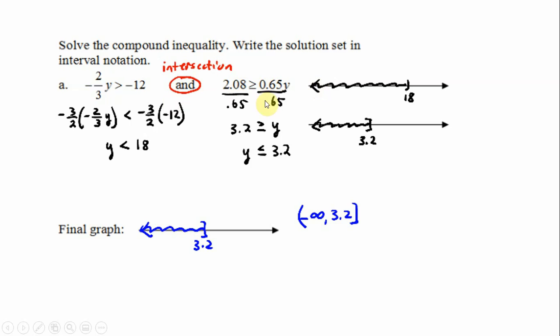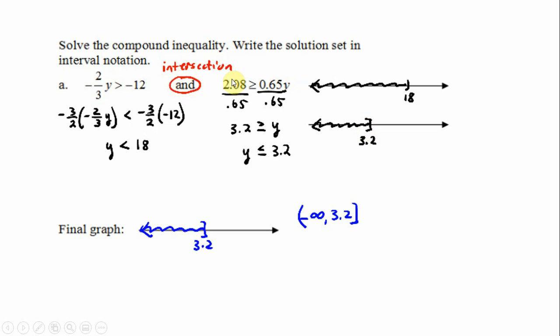And then I do something similar for this. I'm going to divide by my 0.65. Positive numbers, I maintain the relationship order. I got a y, and here when I divide 2.08 by 0.65, I get my 3.2. These are the y's less than. I just rewrite this so that the smaller is to the left: y less than or equal to 3.2. The equal sign, so I've got my bracket.